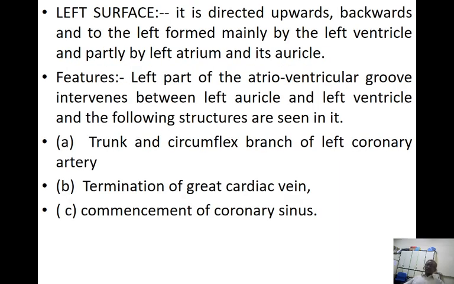Left surface: it is directed upwards, backwards, and to the left, formed mainly by the left ventricle and partly by the left atrium and its auricle. Features: the left part of the atrioventricular groove intervenes between the left auricle and ventricle, and the following structures are seen: the trunk and circumflex branch of the left coronary artery, termination of the great cardiac vein, and commencement of the coronary sinus.